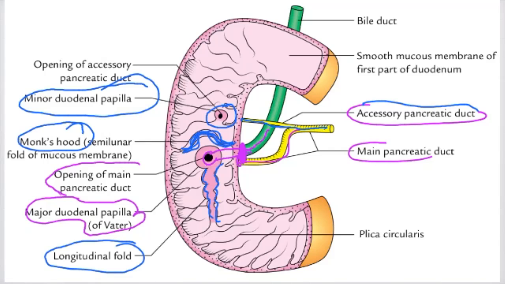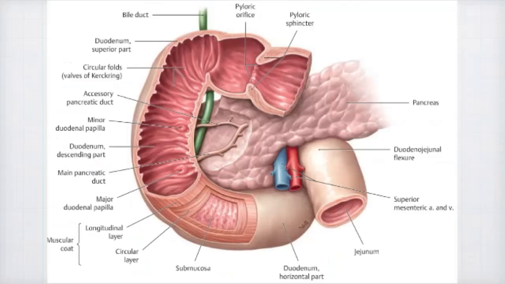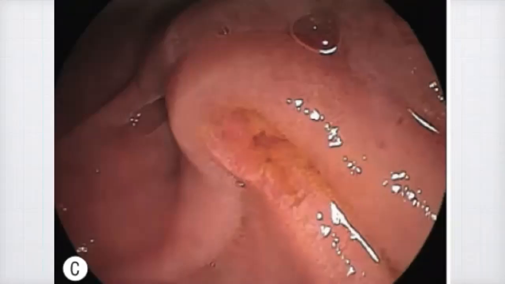See, minor and major duodenal papilla. You see, this is how it appears endoscopically. This is the major duodenal papilla, and this one is the monk's hood, the plica semilunaris, and this one is the plica longitudinalis, and the major duodenal papilla, right?